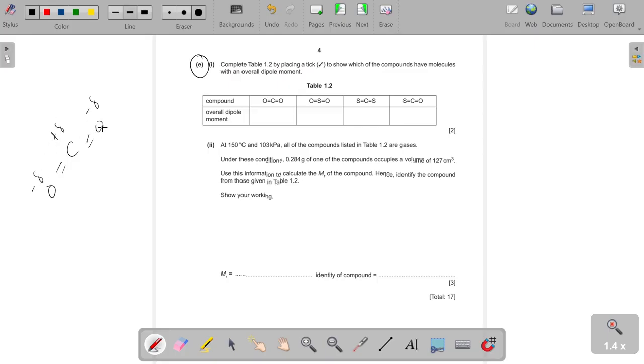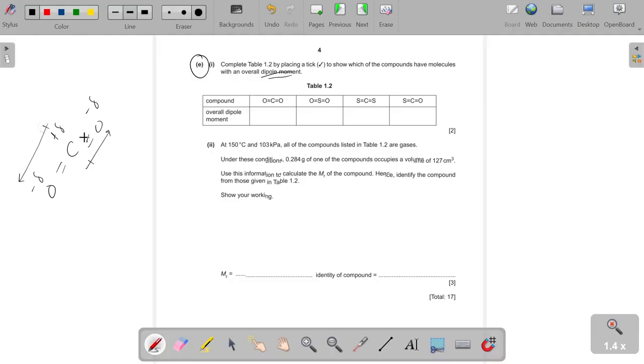So what is dipole moment? It is the product of charge and the distance between them. Dipole moment is a vector quantity, and its direction is from the positive end to the negative end, as you can see here from positive to negative.